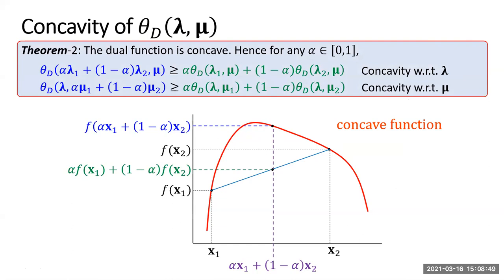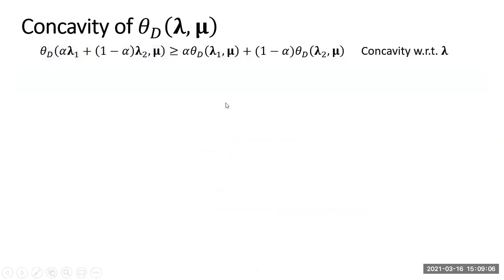Now, note that I never said that f of x, the original objective function, has to be convex. Okay, I didn't say that. So it might not be convex, but this will be a concave function, theta d of x. Okay, so we're going to prove concavity with respect to lambda. So we're going to prove this.